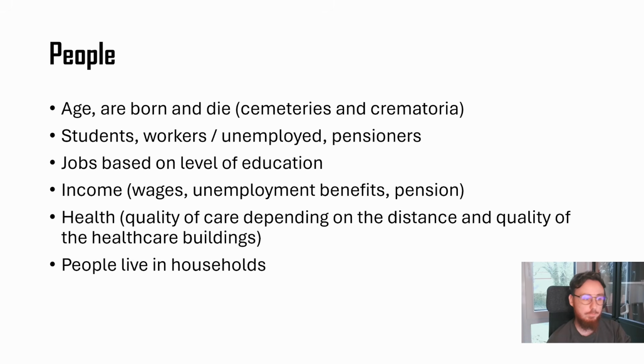Jobs are assigned or found based on the level of education. So level of education is also calculated. There's income, which means wages, or even unemployment benefits or pensions. There's health, and that depends on the quality of care, as well as the distance of that healthcare building to the person. And people aren't just viewed through the lens of the individual, but also they live in households.